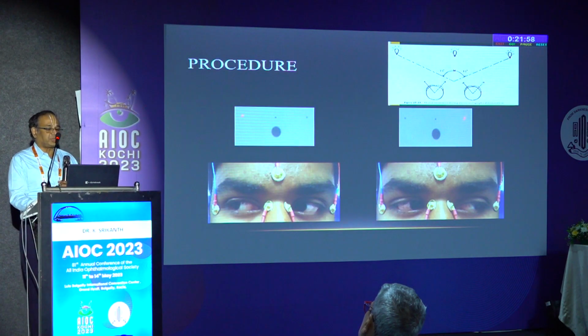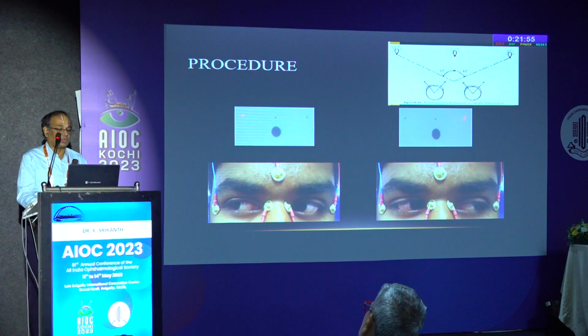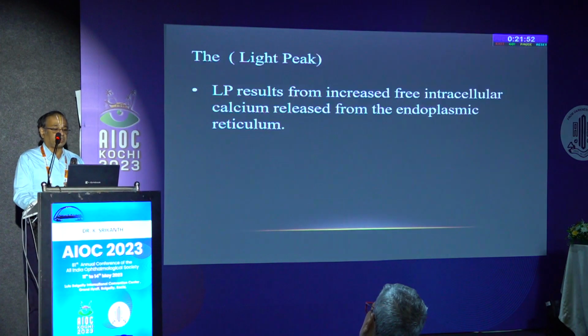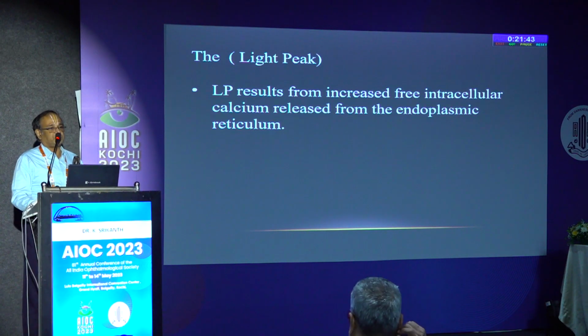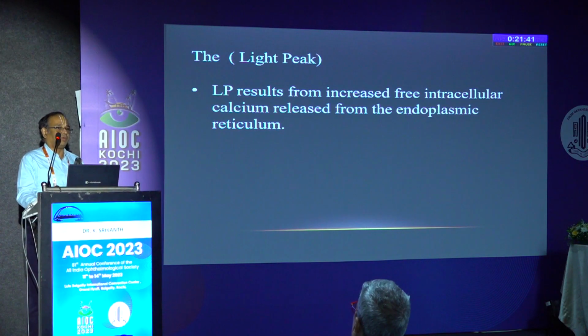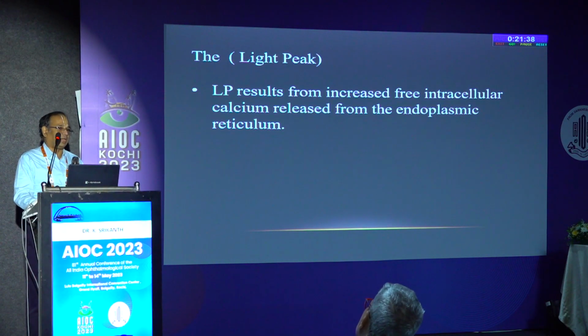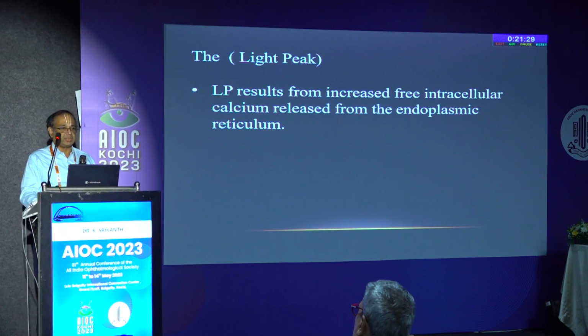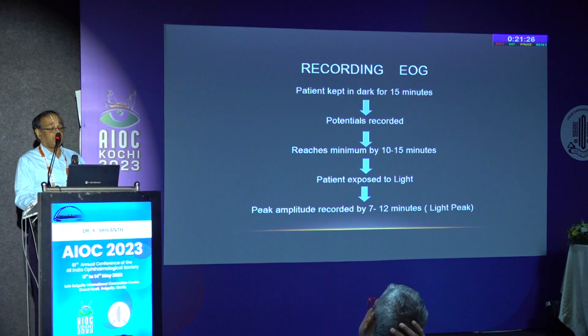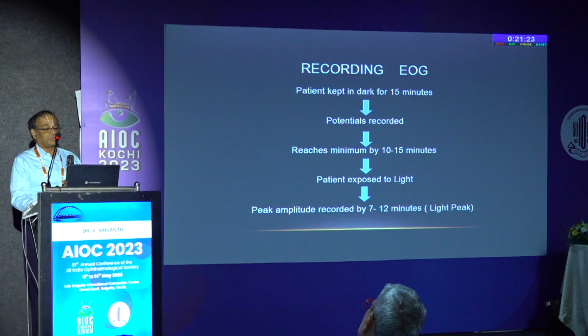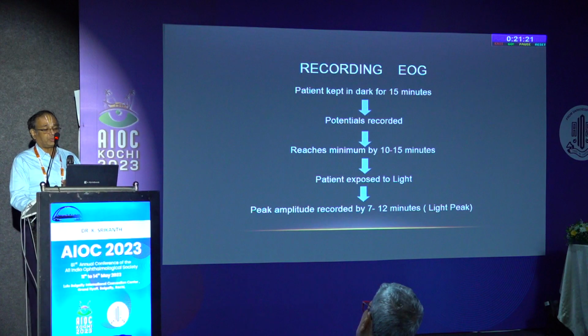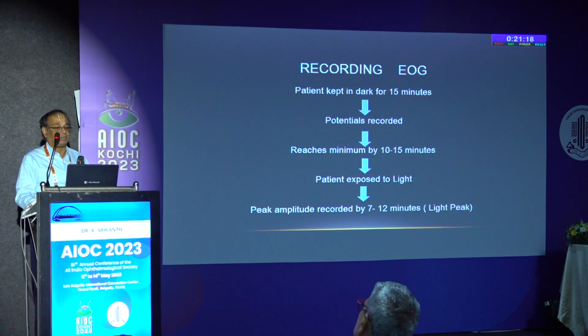So you can see in this picture how the electrodes are kept and how the eyes are moved in each direction. So we see what is the light peak and the dark trough. Light peak is the maximum peak of the waves recorded during the light exposed phase. This results from the movement of intracellular calcium released from the endoplasmic reticulum. So the patient is exposed to light, and peak amplitude is reached by 7 to 12 minutes. That is known as the light peak.